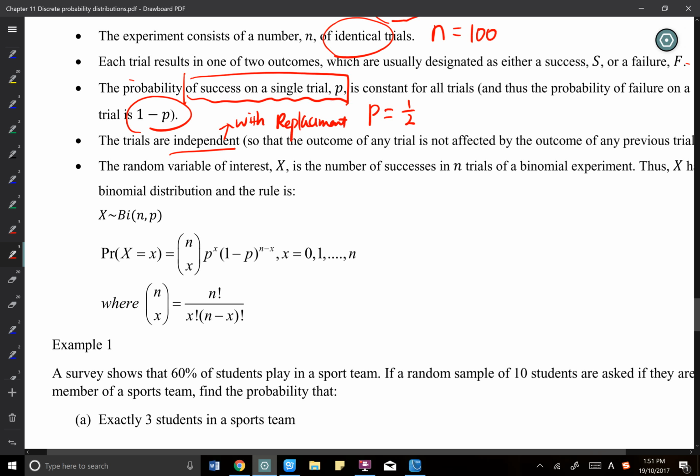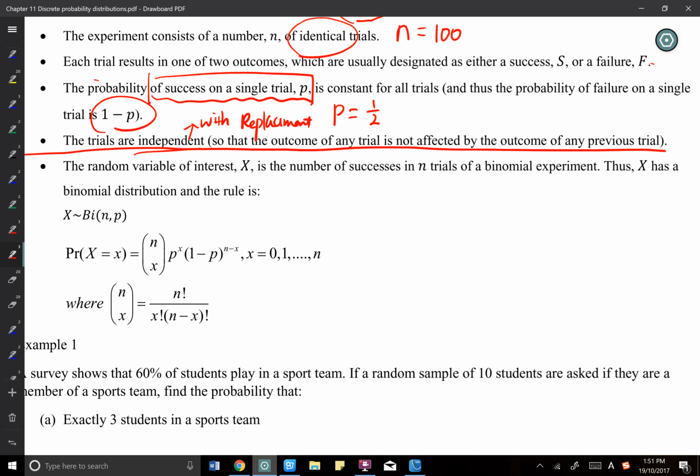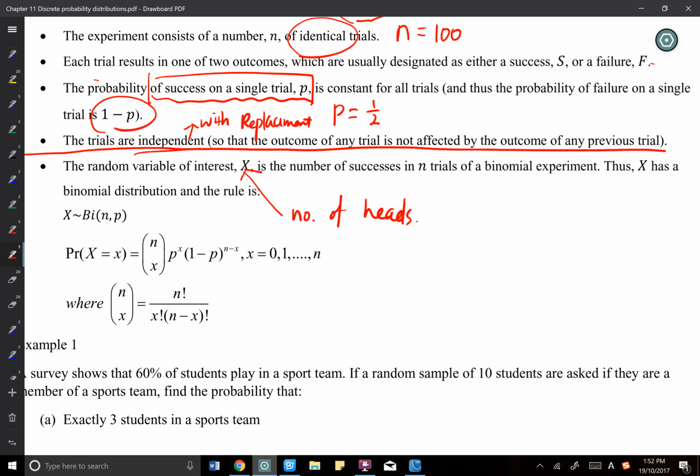Now come to the really important thing. That's all the thing: what kind of experiment can become a binomial distribution. So these are the kind of requirements we need. And then what is the distribution? The random variable of interest, we use x. For example, this x can be the number of heads in my current question, the number of heads I get from 100 tosses.